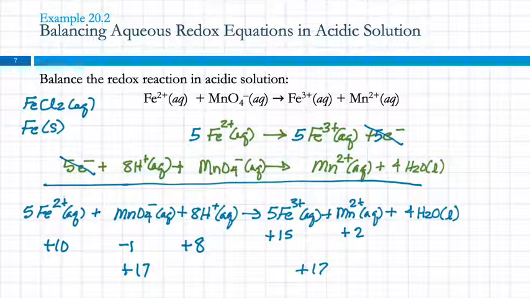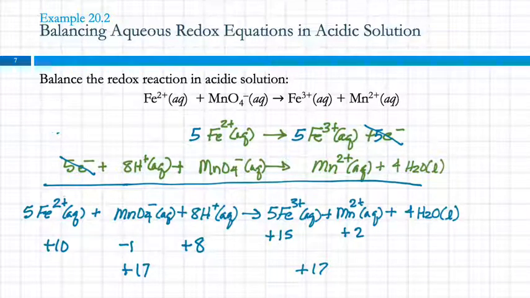Anybody else have any questions? So when you're doing the checking, you're writing out the charges to make sure they're balanced on both sides, and then do you also just do a regular check? Yeah, you would check the atoms in the same way. We could make a list, or we could just count. I've got 5 irons and 5 irons, 1 manganese, 4 oxygens, 4 oxygens, 8 hydrogens, and 8 hydrogens.